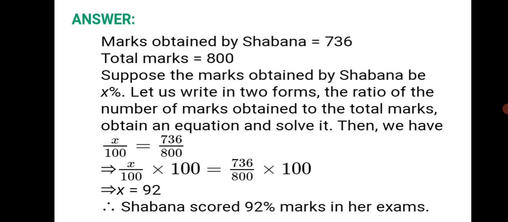So this is the explanation. You can directly write x% means x upon 100 is equal to how much she got out of how much, 736 upon 800. This is the equation you have formed. Now we want to eliminate 100, so we will multiply by 100 on both sides. When you multiply by 100 on both sides, you get x is equal to 92. You will reduce the zeros and then divide 736 by 8 in the rough.